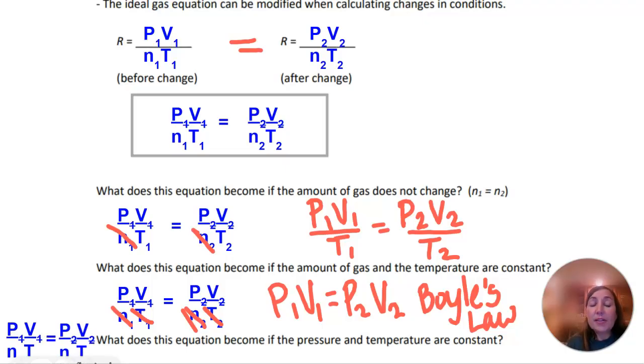What about this last one? What does the equation become if pressure and temperature are constant? So what if we slashed our pressures and we slashed our temperatures? Well, then we get V1 over n1, I'll just squeeze it in, V1 over n1 equals V2 over n2. Well, have we seen that before? V over n equals V over n? Yeah, that's Avogadro's law. Not spelling the best. That one was Avogadro's law.